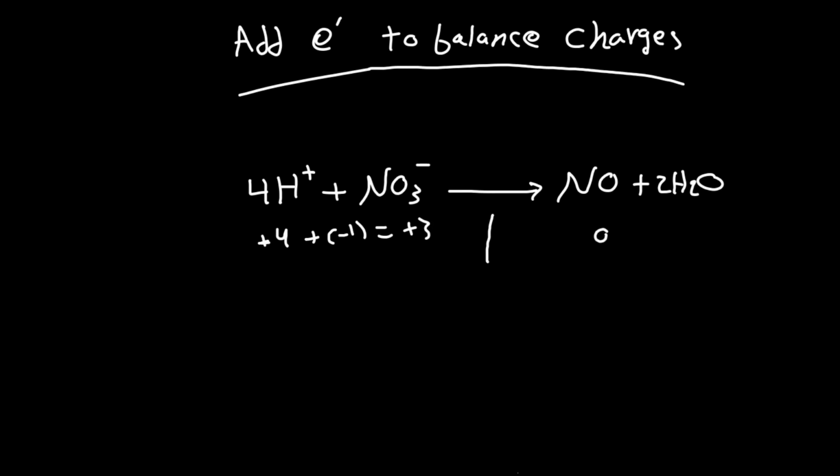I need to add electrons to balance the equation. So on which side am I going to add electrons? Surely over here. So I'm going to add 3 electrons. Electrons have negative charge. So positive 3 minus 3 equals 0. So now finally the equation is balanced.